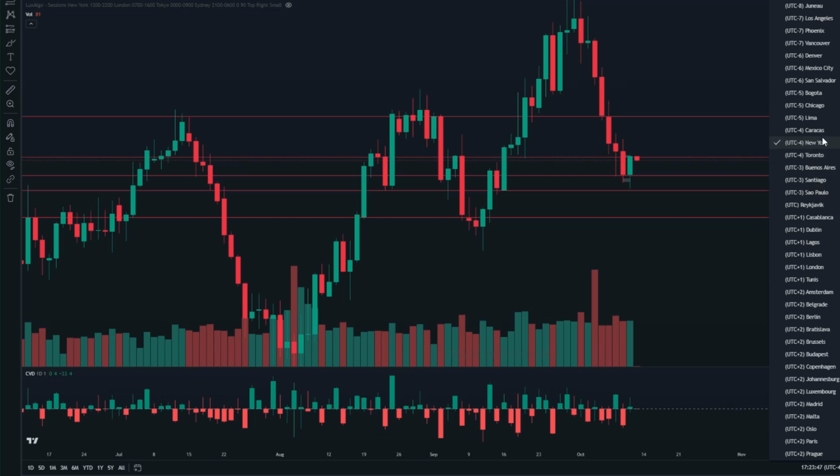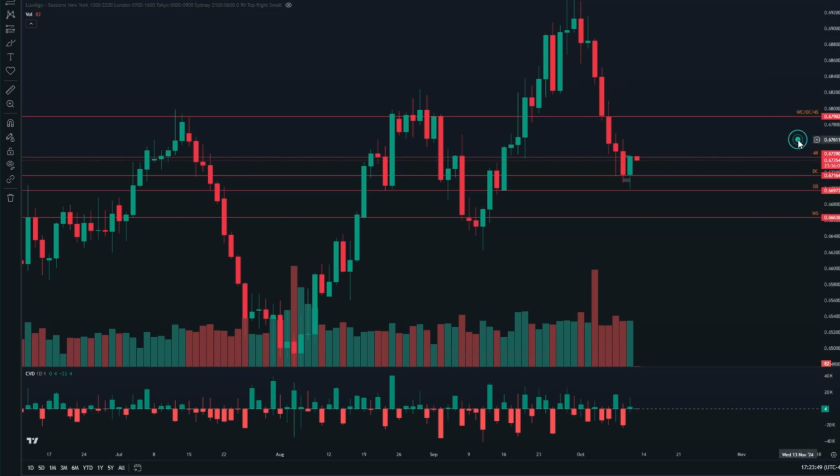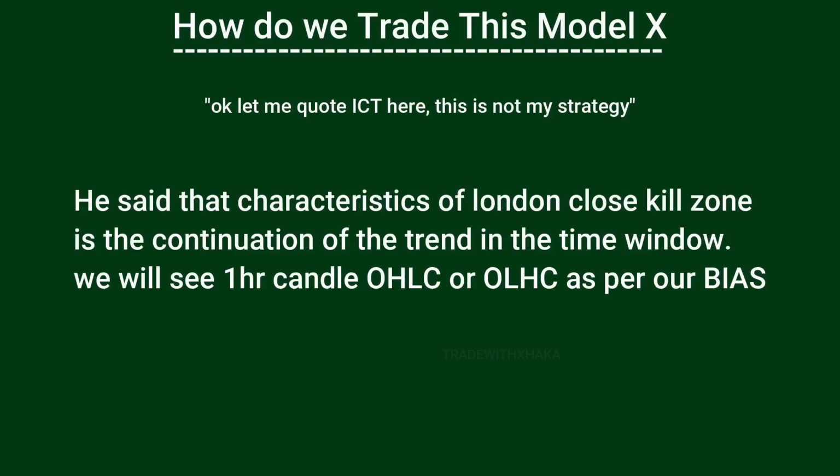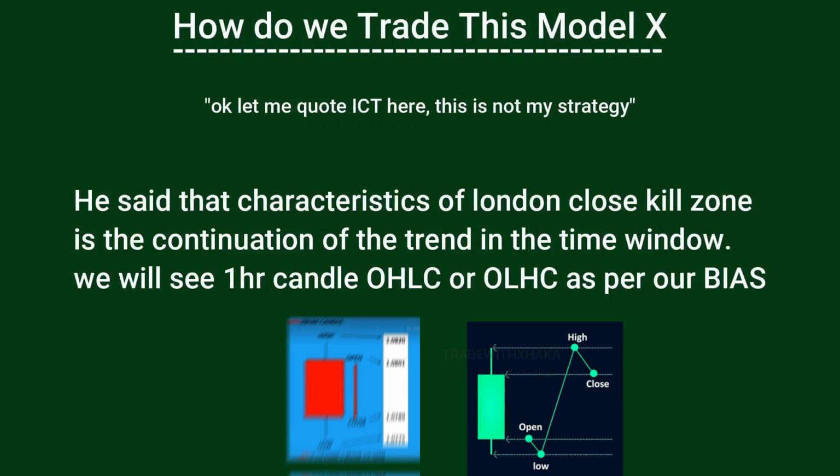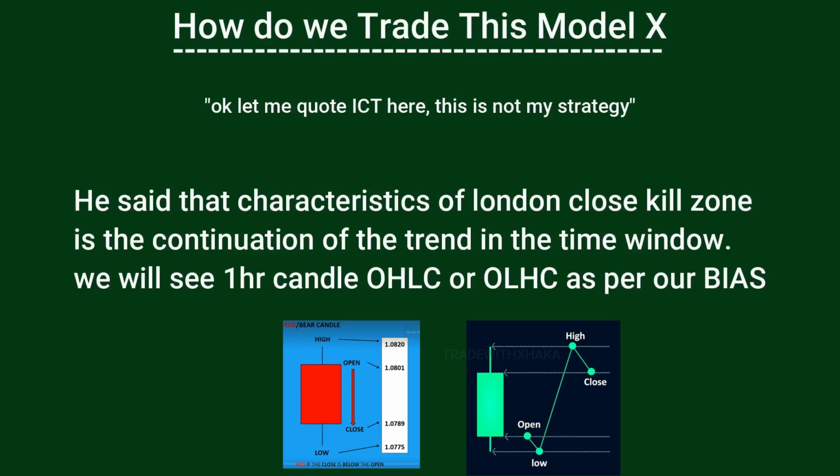So how do we trade this Model X? I will put ICT here because it's not my strategy. Everything I'm saying here is what ICT taught concerning the strategy. So let me put him. He said that the characteristics of London close Q zone is continuation of the trend in the time window. We will see 1 hour candle open high low close or open low high close as our pair buy.